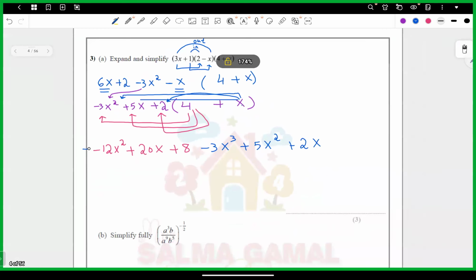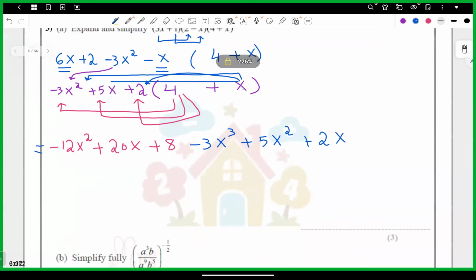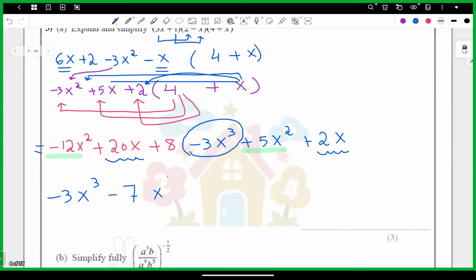Combine the like terms together. We have here x squared, underline x squared, and squared, so don't confuse, and then x, make a zigzag line under x. So bring down minus 3x to the power of 3, and then combine the x squared terms: minus 12 plus 5 equals minus 7x squared.